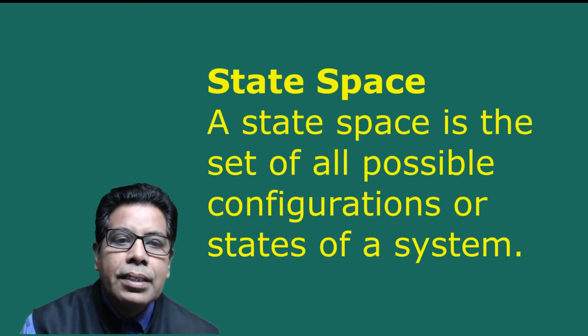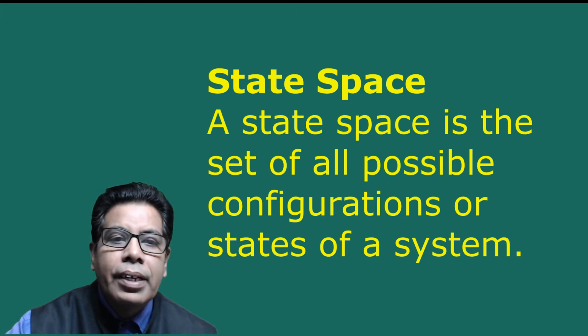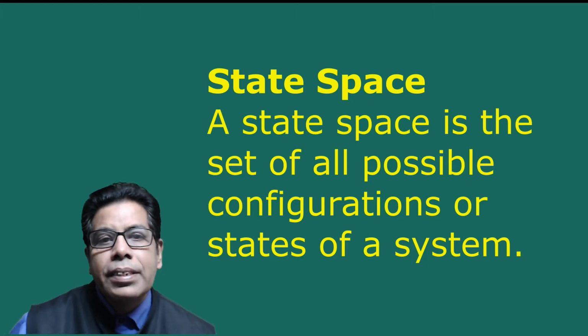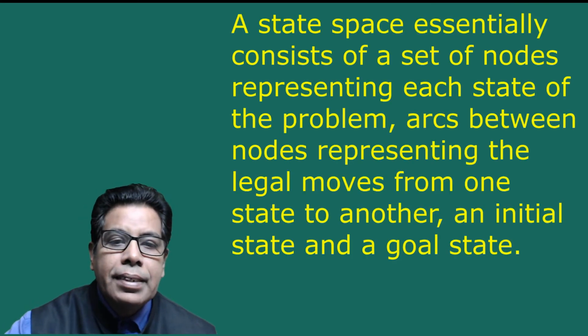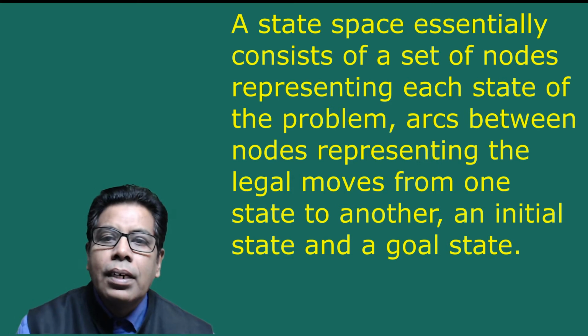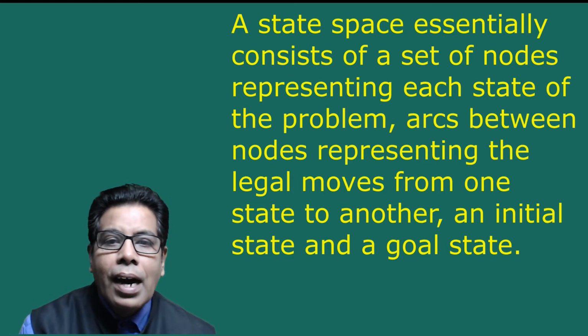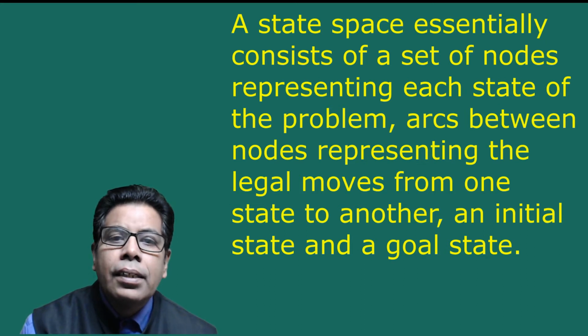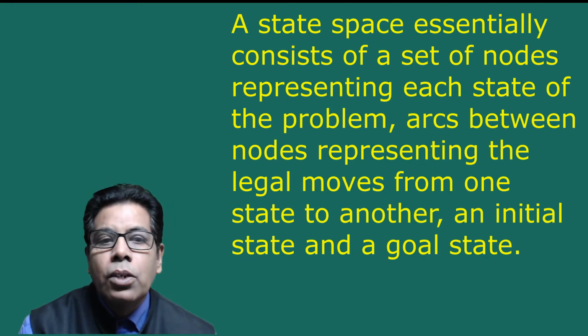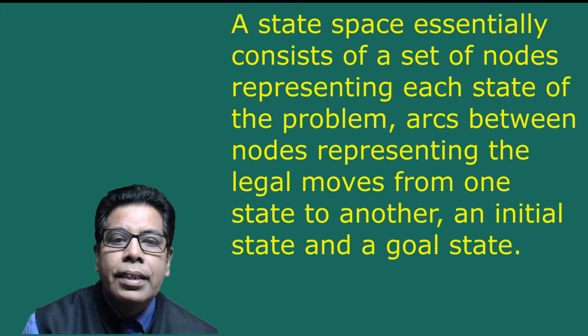Then the next term is state space. A state space is the set of all possible configurations or states of a system. It is a useful abstraction for reasoning about the behavior of a given system and is widely used in the field of artificial intelligence and game theory. A state space essentially consists of a set of nodes representing each state of the problem, arcs between the nodes representing the legal moves from one state to another, an initial state and a goal state.